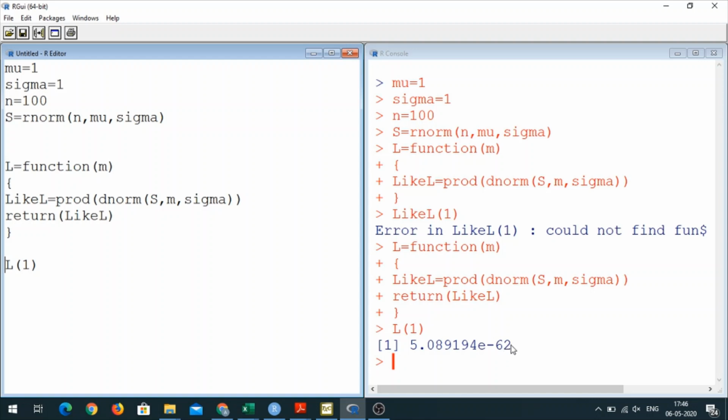If you can see, it's very small, 10 raised to minus 62. In fact, that is one of the reasons why we generally go for log likelihood. So let me modify this function, log likelihood. So instead of product, I will take sum of log of this. In fact, there is a direct option. We can have here log equal to TRUE inside dnorm, but we won't worry about it. And this is log likelihood, so let me call it LLL.